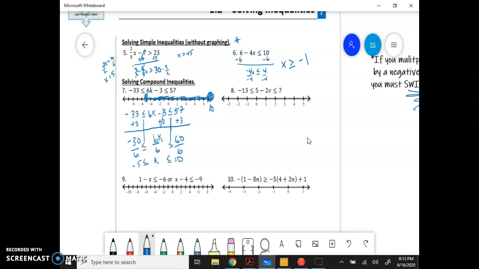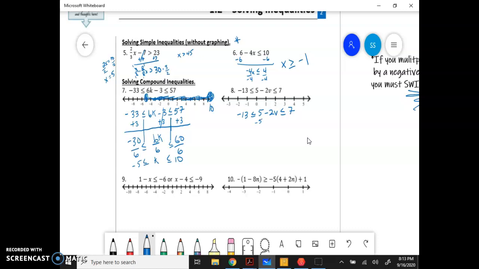Let's do 8. So we got -13. I'm just going to rewrite this. 5 minus 2v is less than or equal to 7. So the first thing I want to do, I want to get this -2v by itself. So I need to get rid of this +5. So I need to subtract 5.